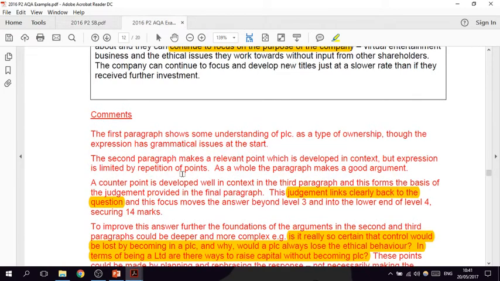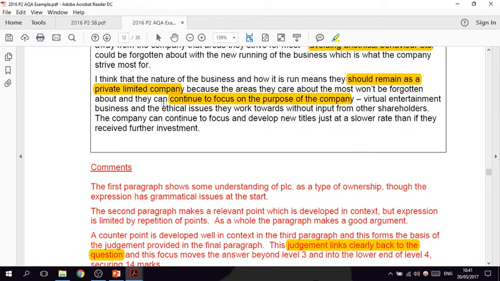Well, this person thinks that the nature of the business, how it runs, means they should remain as a private limited company. It's quite a good start to the conclusion. They've answered the question clearly, because that's a key word here. They've explained what's the cause, what's the reason for that. They're about to explain their answer.